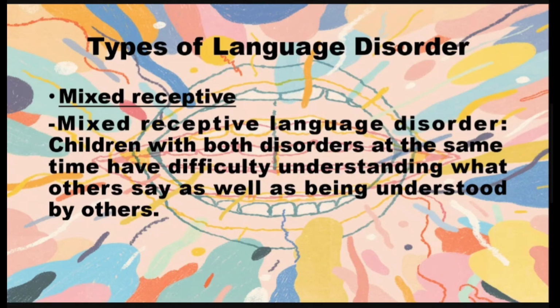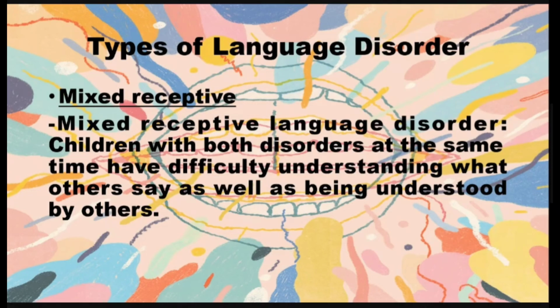disorder and expressive language disorder, because again, receptive language disorder means that a child cannot comprehend what he or she reads or hears, and expressive means he or she cannot express his or her thoughts or feelings towards another person. So, mixed receptive is like having both of those. They cannot comprehend or understand what you are saying to them.